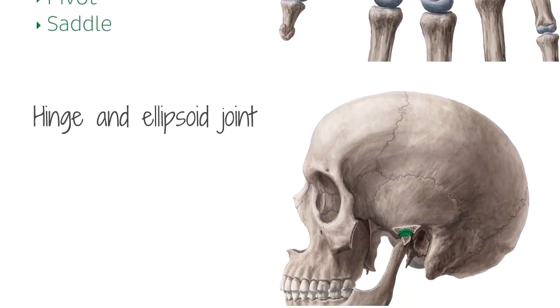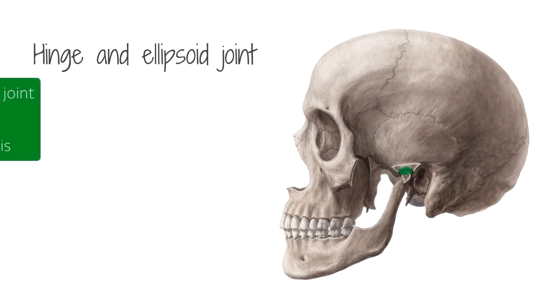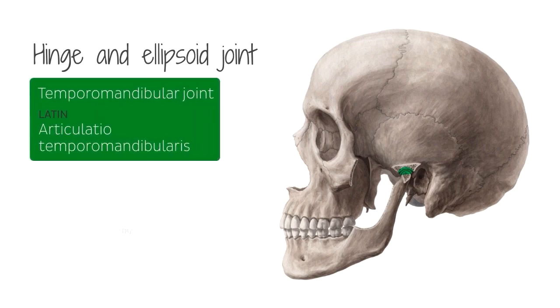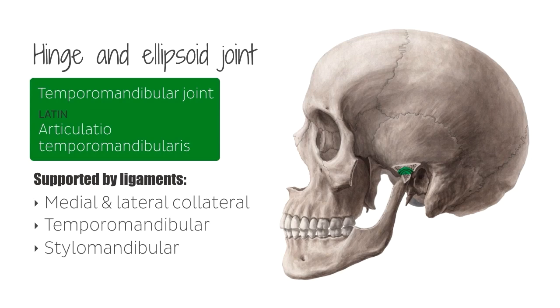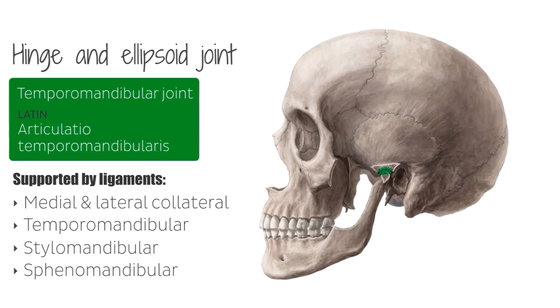The first joint we're going to have a look at today is the temporomandibular joint, otherwise known as the TMJ. This joint is the main connection between the skull and the lower jaw. It connects the head of the mandible to the squamous part of the temporal bone. The temporomandibular joint is a combined hinged and ellipsoid synovial joint with a synovial fluid-filled joint capsule that contains an articular disc. The ligaments that support this joint include the medial and lateral collateral ligaments, the temporomandibular ligament, the stylomandibular ligament, and the sphenomandibular ligament.